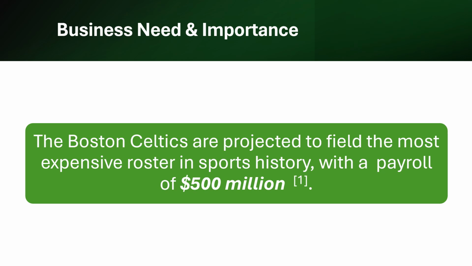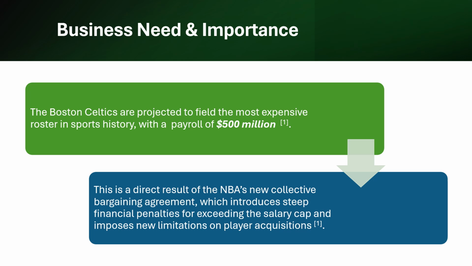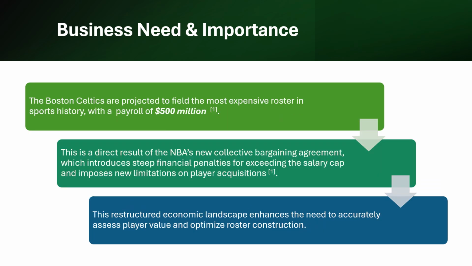Did you know the Boston Celtics are projected to field the most expensive roster in sports history, with a payroll of $500 million in 2025-2026? This is a direct result of the NBA's new collective bargaining agreement, which introduces a steep financial penalty for exceeding the salary cap and imposes new limitations on player acquisitions.